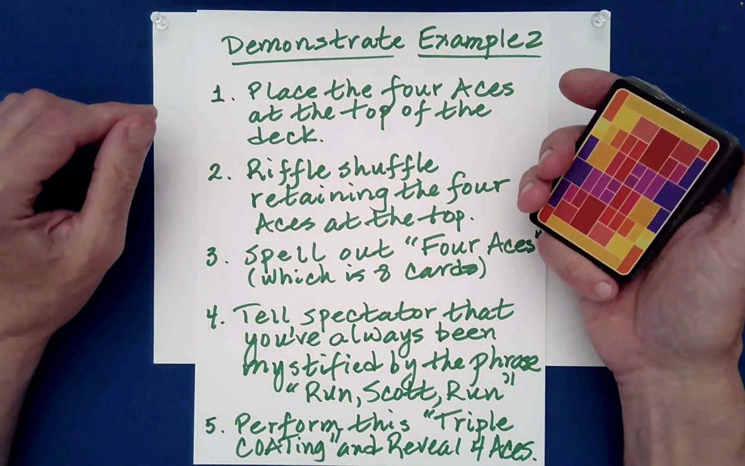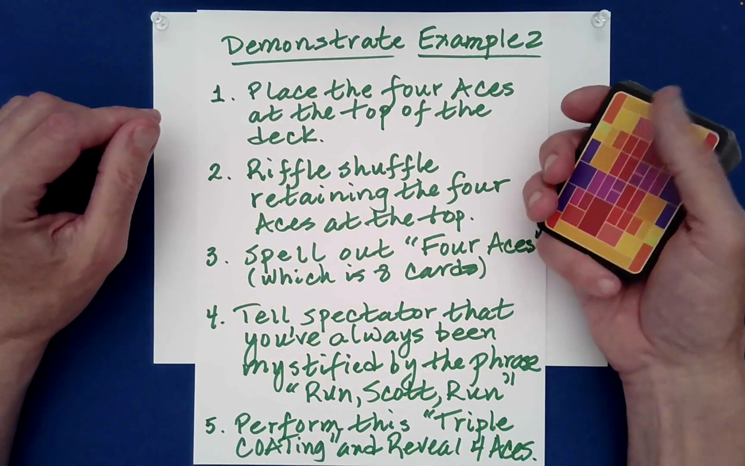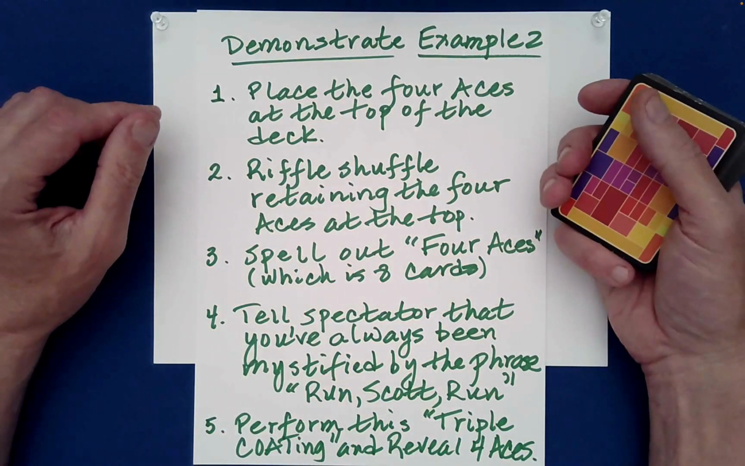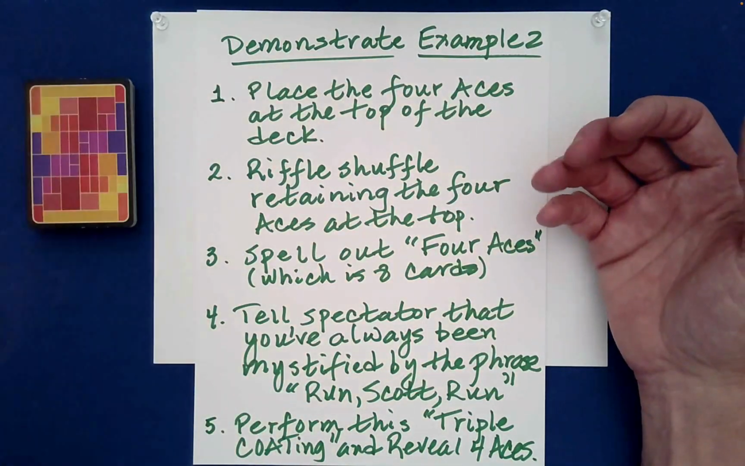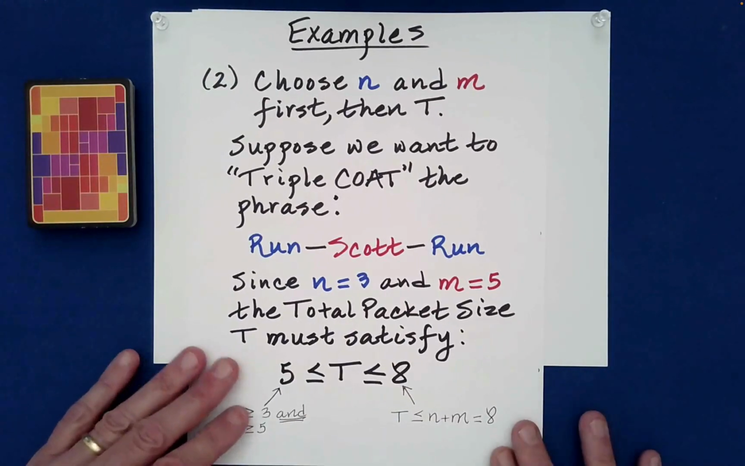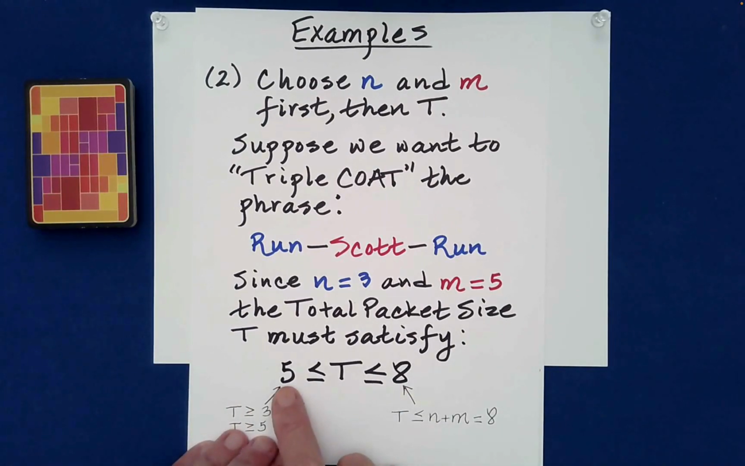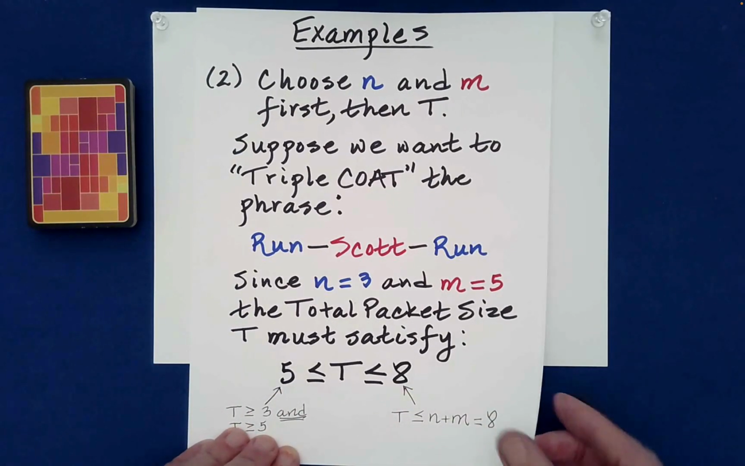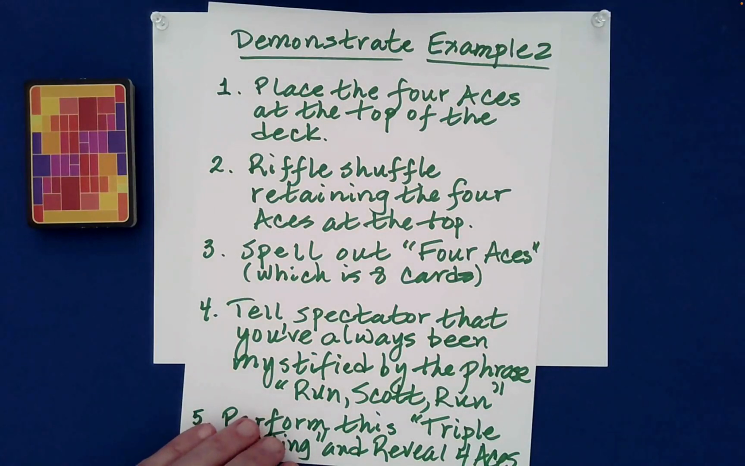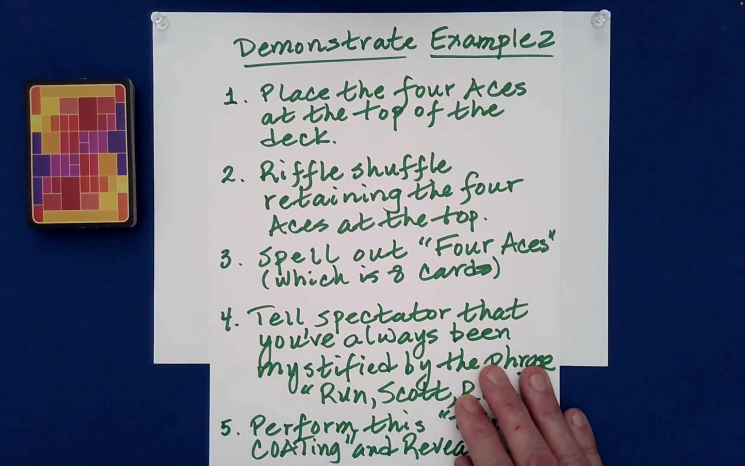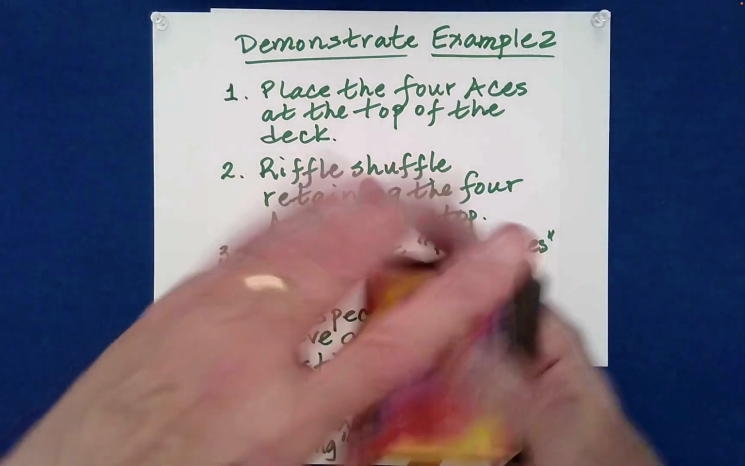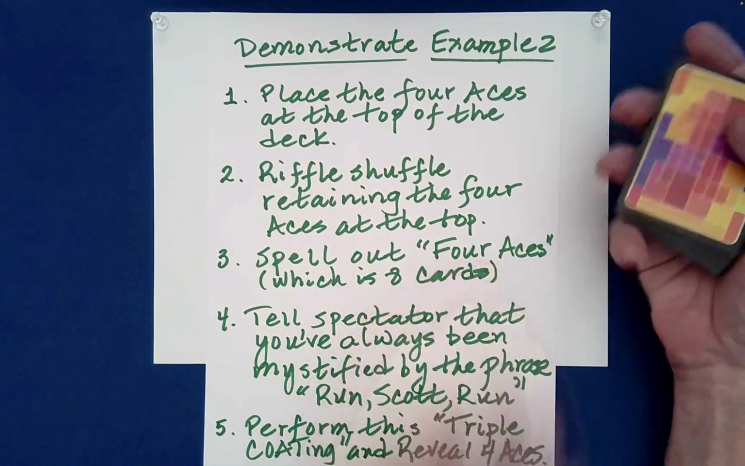What we're going to do now is spell out 4 aces. Why is that a good choice? Let's go back to our write-up here. The total packet size can be anything between 5 cards and 8. The phrase 4 aces has 8 letters in it, so it's going to work just fine. So we'll go ahead and spell out 4 aces.